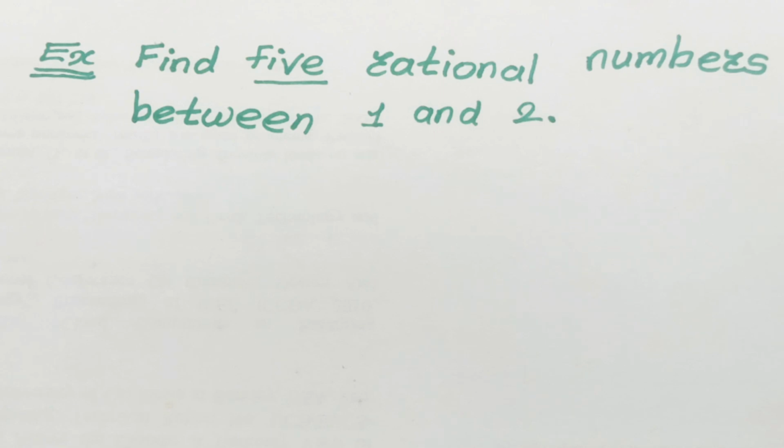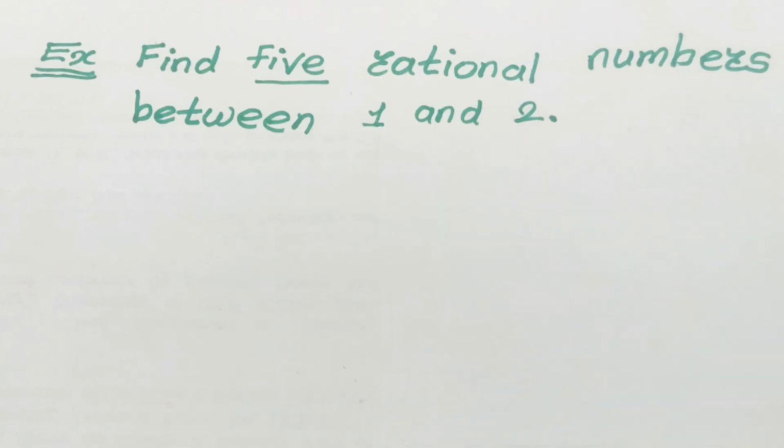In today's lecture, we are going to discuss how to find rational numbers that lie between two rational numbers. So let's start with our first example: find 5 rational numbers between 1 and 2.